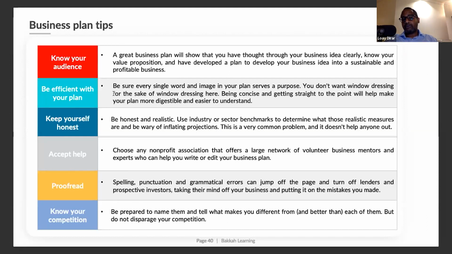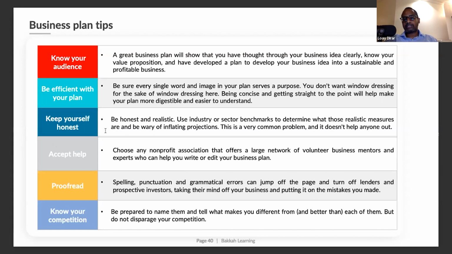Be efficient with your plan. Be sure that every single word and image in your plan serves a purpose. So make sure that everything is accurate. You don't want window dressing. You don't want to just gold plate for the sake of window dressing here. So always be concise and get straight to the point. That will help you make your plan more digestible and easier to understand. This brings in the power of creating a buzz. Make sure that you choose the right words that will help to engage and attract the investors.